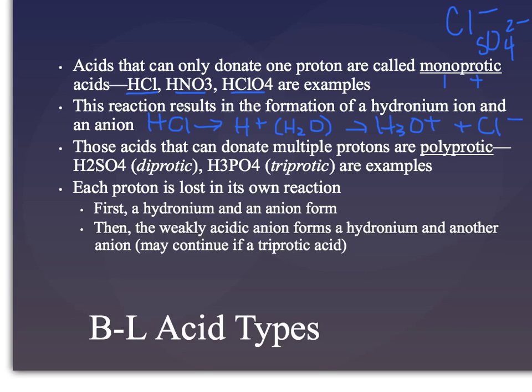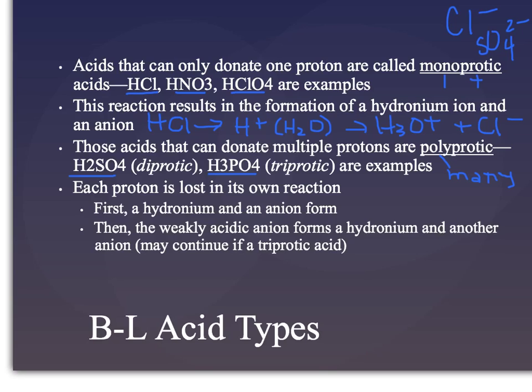There are also acids that can donate multiple protons. In this case, we've got sulfuric acid. There are 2 hydrogens there, so it's called diprotic, di for 2. Or in the case of phosphoric acid, we've got 3 hydrogens, so that would be triprotic. Any acid that can donate more than 1 proton is polyprotic. Poly just means many, so we're donating many protons, 2, 3, etc.